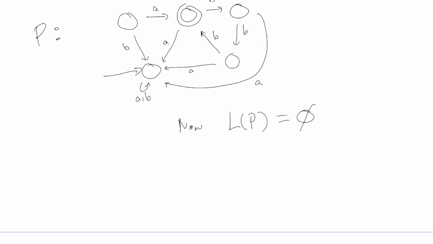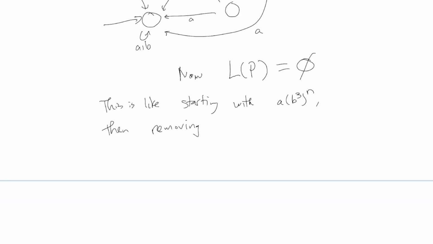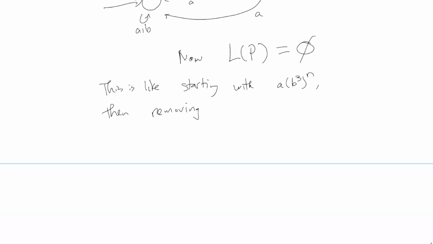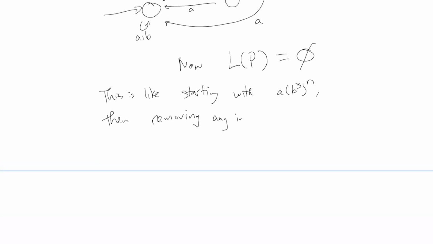So the idea here is this is like starting with a b cubed to the n, and then removing an initial b from everything. Remember when I pushed the start state across that a edge, it was like I removed an initial a from every word of the string. Here it's like removing an initial b from every string, because I pushed through this edge with a b. But those strings, to begin with, they never had a b at the beginning, and so this just kills everything and you just get the empty set.